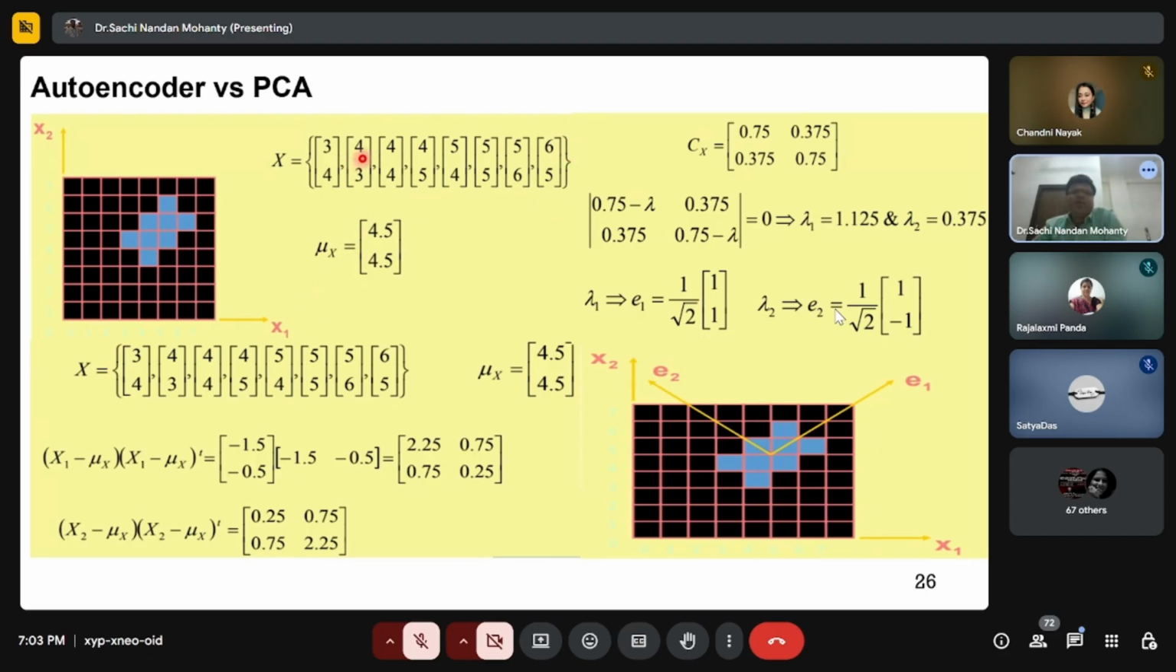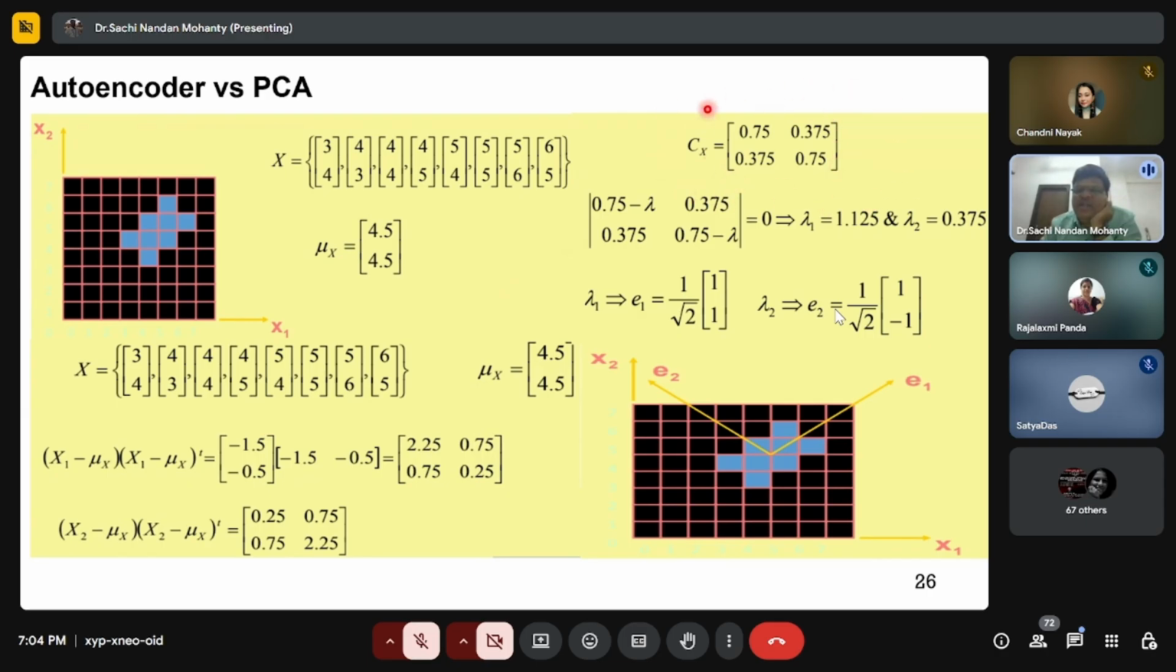So x2, what happened? 4 minus 4.5, 3 minus 4.5, then again multiply. So this is nothing but what we can call x2. Similarly, x3, x4. So you add all these things: x1 plus x2 plus x3 plus x4. So you get a 2 by 2 matrix. You can easily add, no problem. After that, what happened? Divide by 8. And this is called the covariance matrix.